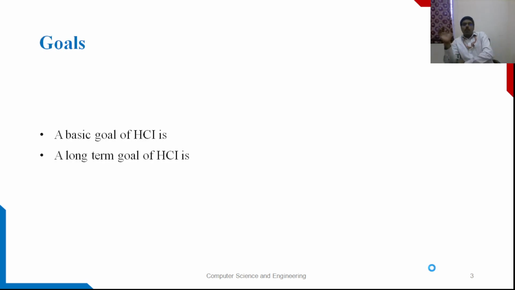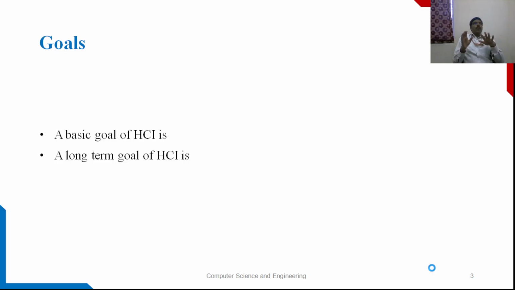And what are the goals of human-computer interaction? There are two types of goals, the basic goal and the long term goal. The basic goal is to improve the interaction between users and computers, making computers more usable and receptive to the user's needs.